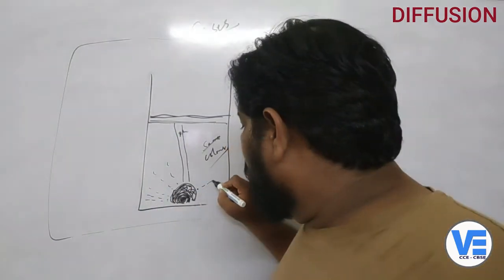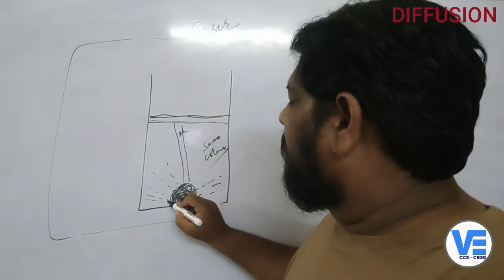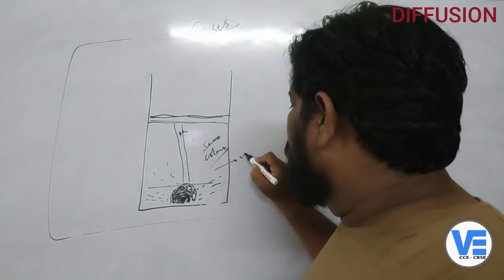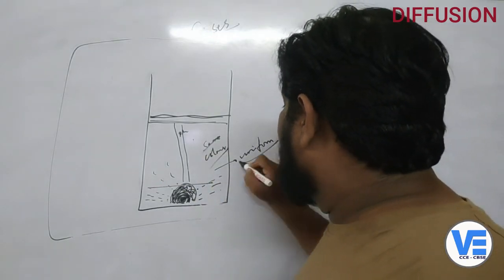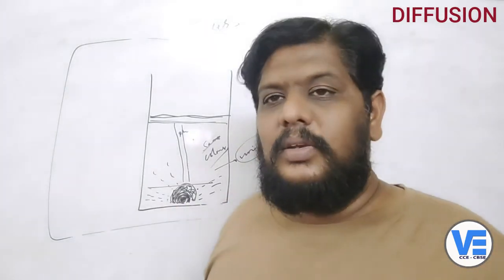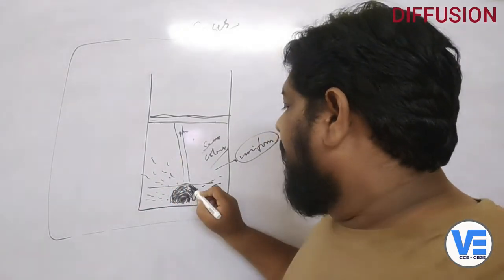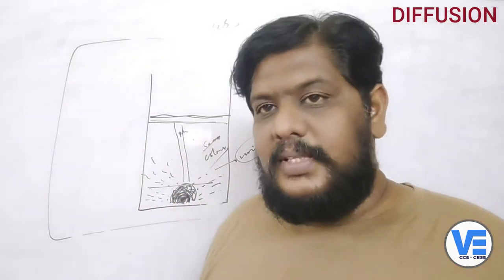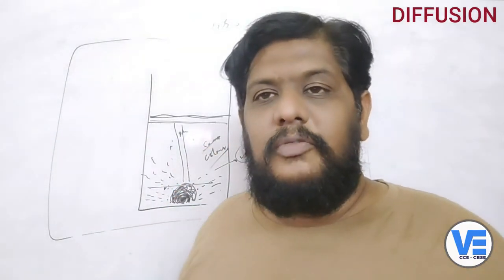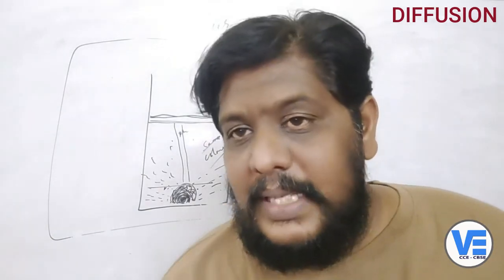Because all these molecules kept on moving until the color on both sides, this side and this side, is uniform. Until it reached equilibrium with uniform color, the molecules will keep on moving from the higher concentration to the lower concentration. Once the concentration is equal, the movement of molecules will stop.